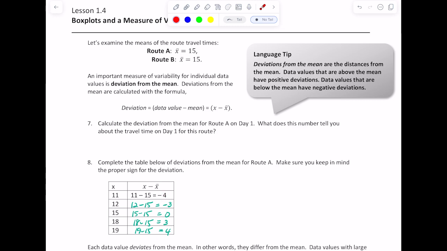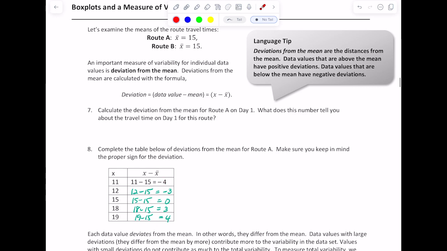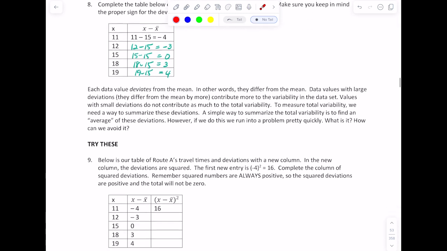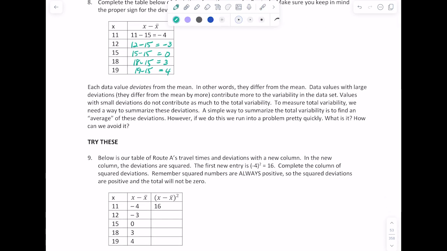But if we're dealing with distances, we can't have negatives. So we take each of those values and square them to get rid of the negative. I have those deviations here that we just calculated. Now we're going to square all of them, and it's going to turn our deviations positive. These are known as the squared deviations. If I square -3, I get 9. 0 squared is 0. 3 squared is 9, and 4 squared is 16.